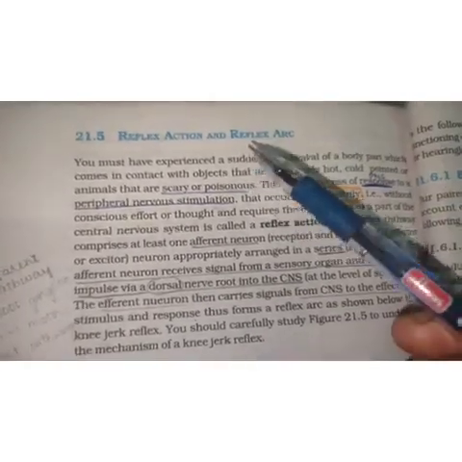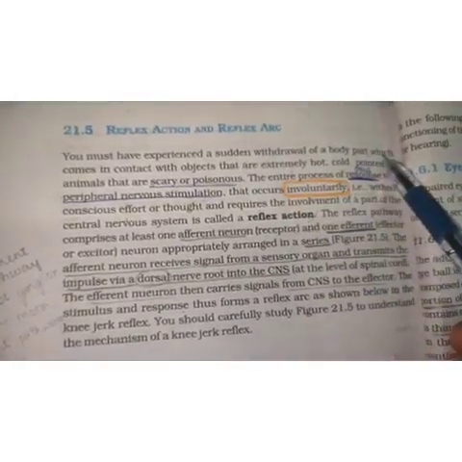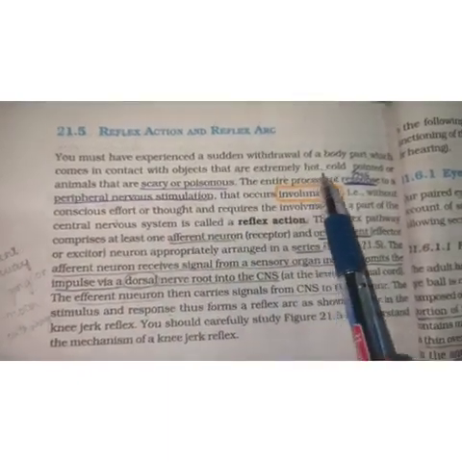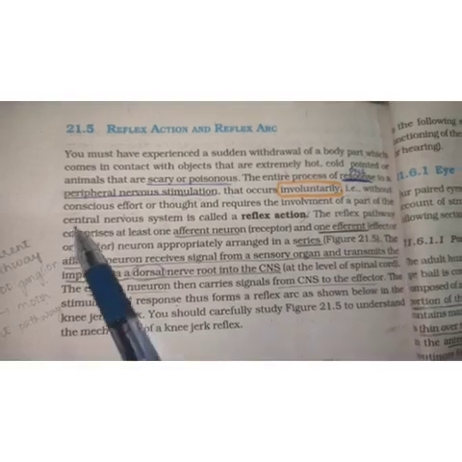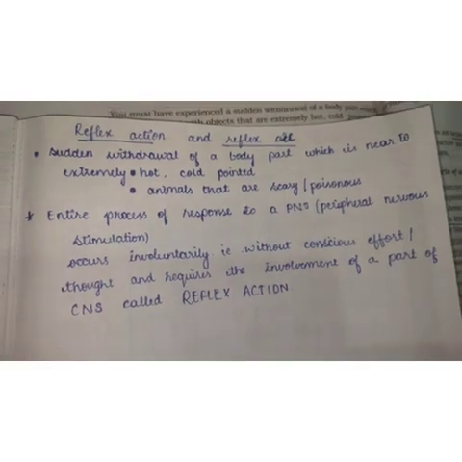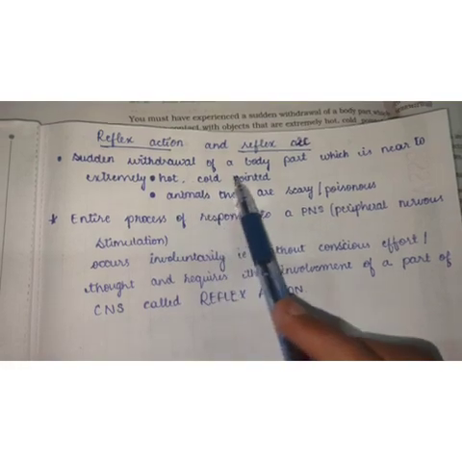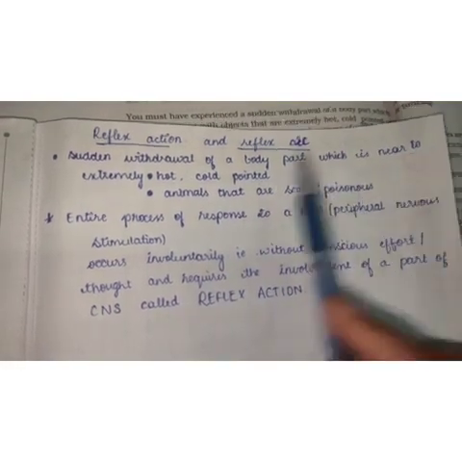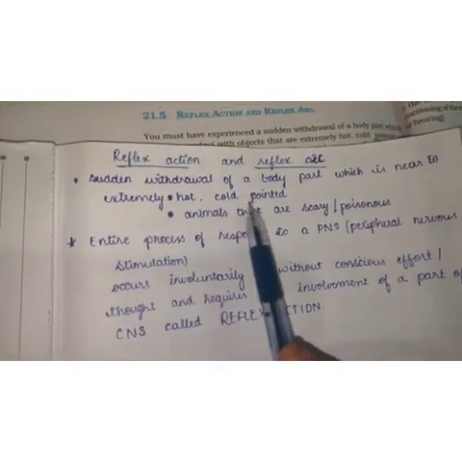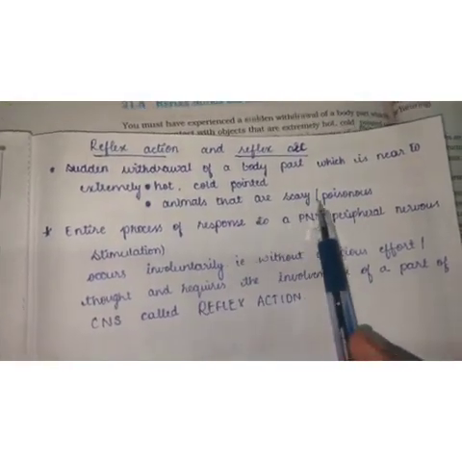We must have experienced a sudden withdrawal of a body part which comes in contact with objects that are extremely hot, cold, pointed, or animals that are scary or poisonous. I have prepared notes for reflex action and reflex arc. The first point is a sudden withdrawal of our body part which is near to extremely hot or cold, pointed objects, and animals that are scary and poisonous.